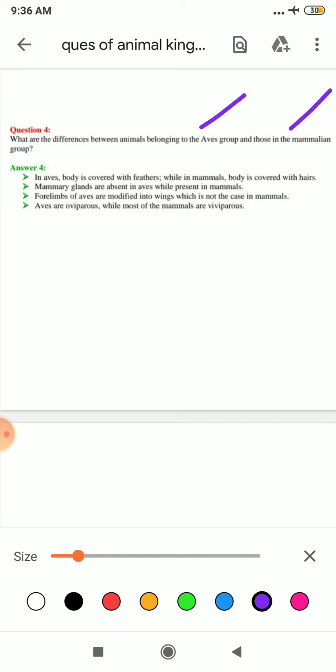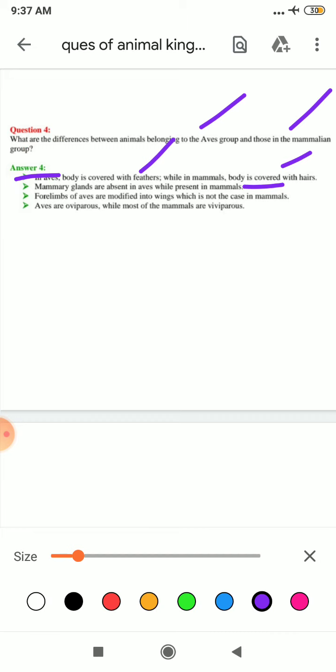Students, in case of Aves, we know that birds come. So now you have to tell me the features by keeping birds in your mind. We know that in Aves, the body is covered with feathers, whereas in mammals such as human beings also, the body is covered with hair. Second, mammary glands are absent in Aves, whereas they are present in mammals. That is why mammals such as human beings can feed their child, or I can say newborn baby, through their milk.